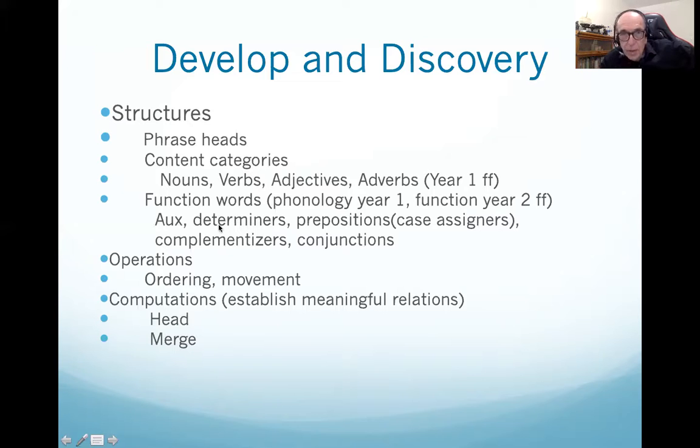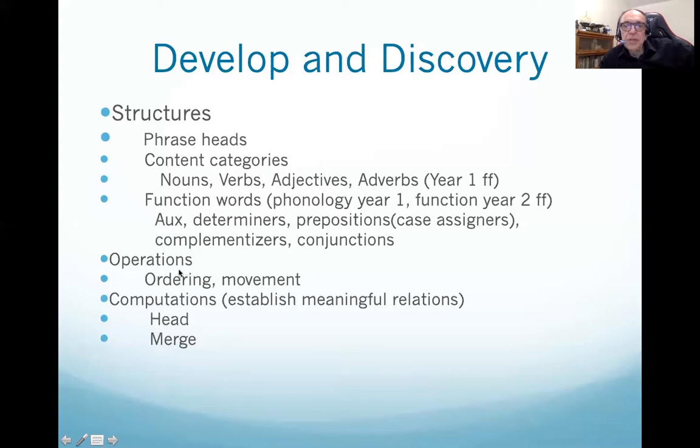Prepositions, words that allow sentences to take complements, like that and this, complementizing pronouns. And conjunctions, those are function words. They help create sentences. They help words that have content organize themselves into sentences.